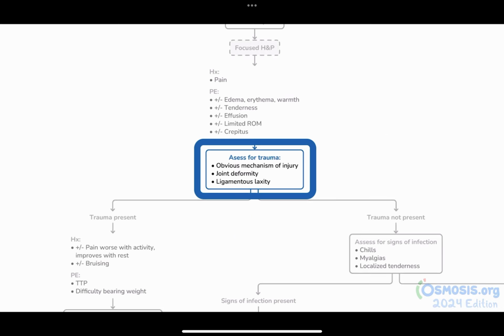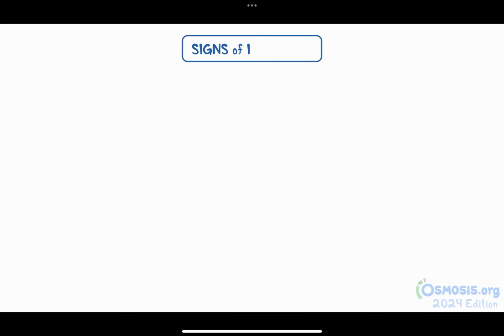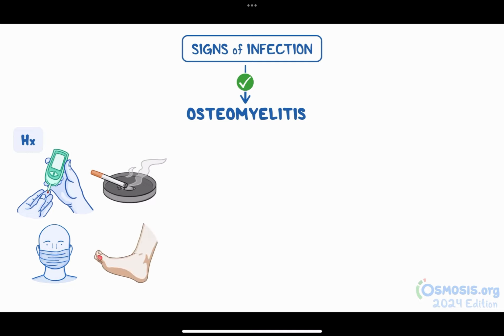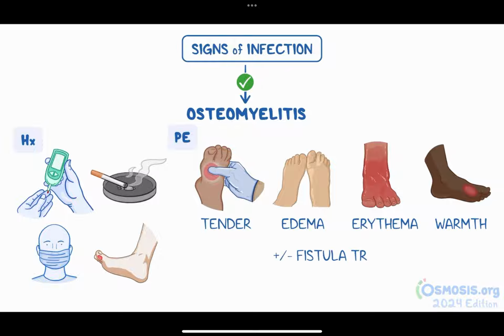Alright, if trauma is not present, assess for signs of infection like fever, chills, myalgias, and localized tenderness. If there are signs of infection, think osteomyelitis. Patients with osteomyelitis often have a history of diabetes mellitus, tobacco use, immunocompromised status, or chronic foot ulcers. Physical examination may reveal that the foot is tender to palpation with edema, erythema, and warmth. There might be fistula tracts or ulcerations on the foot as well.